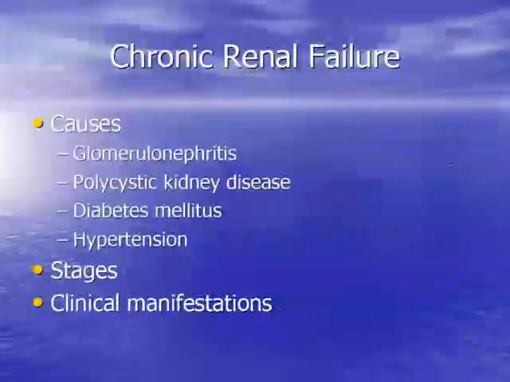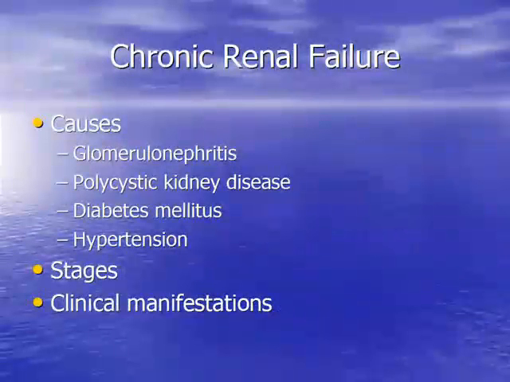For those patients that have chronic renal failure, it's considered that they have less than 10% of their nephrons still in a functioning state. Some common causes of chronic renal failure include glomerular nephritis, polycystic kidney disease, diabetes, and hypertension. The patient will go through different stages where there's a decreased kidney reserve, kidney insufficiency, kidney failure, and then the patient will go into end-stage renal disease.